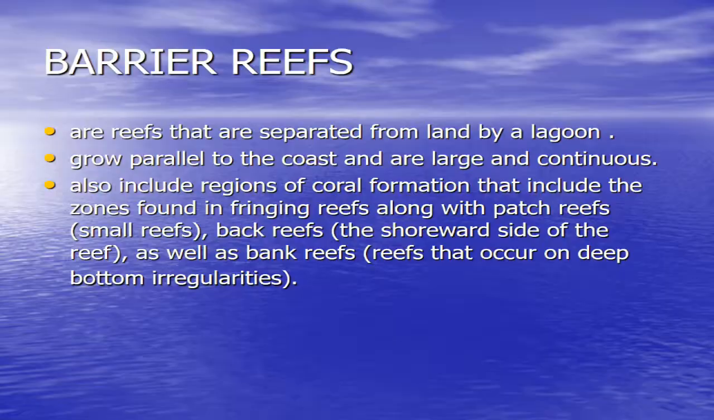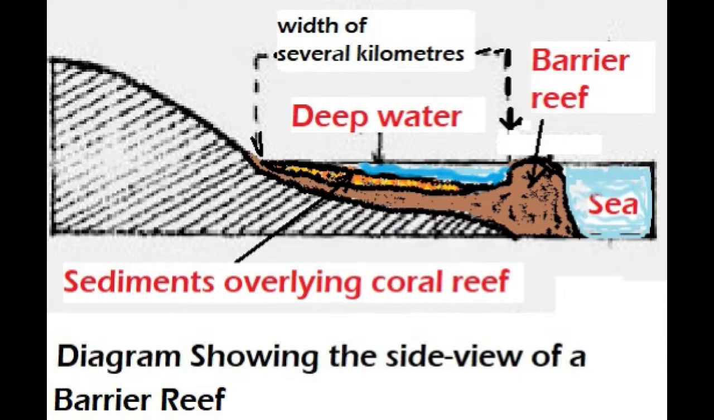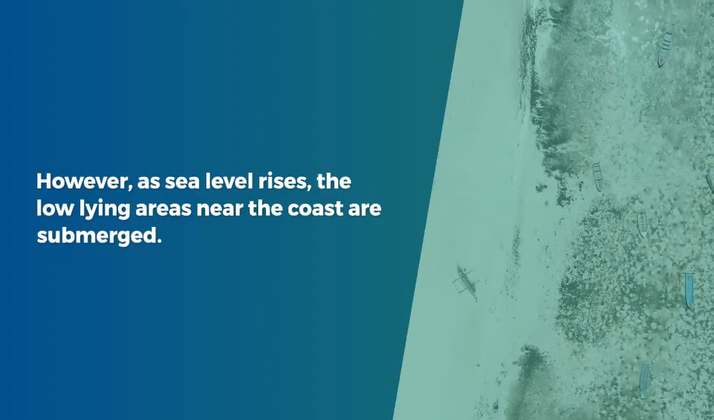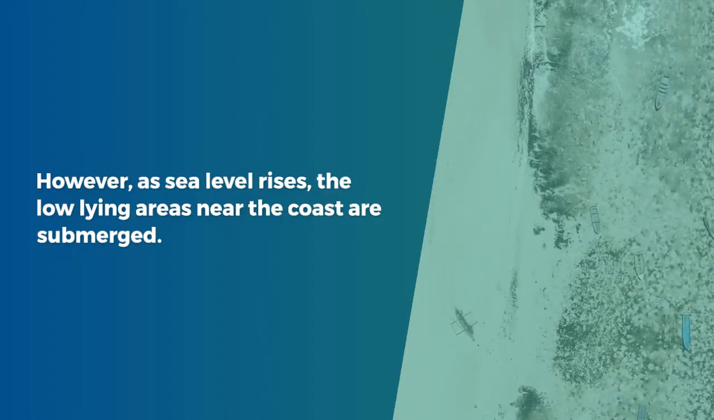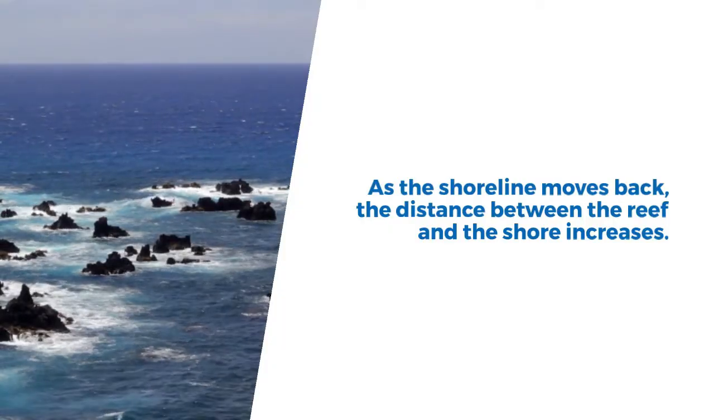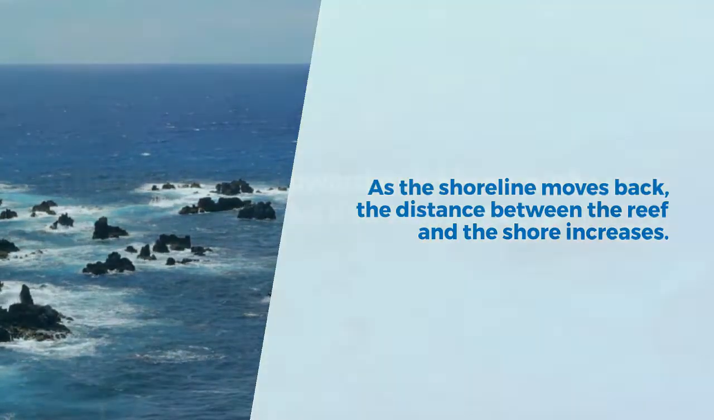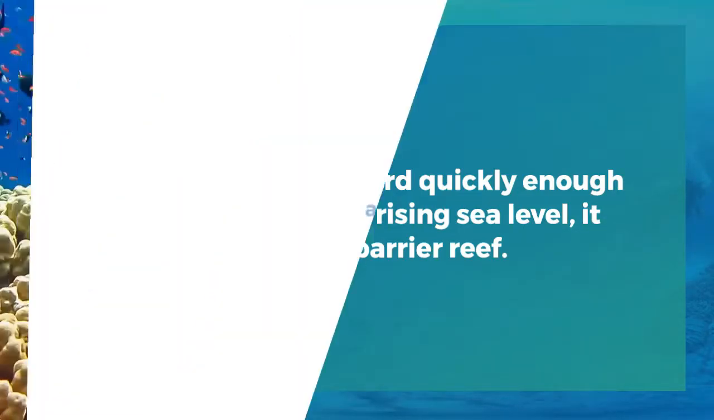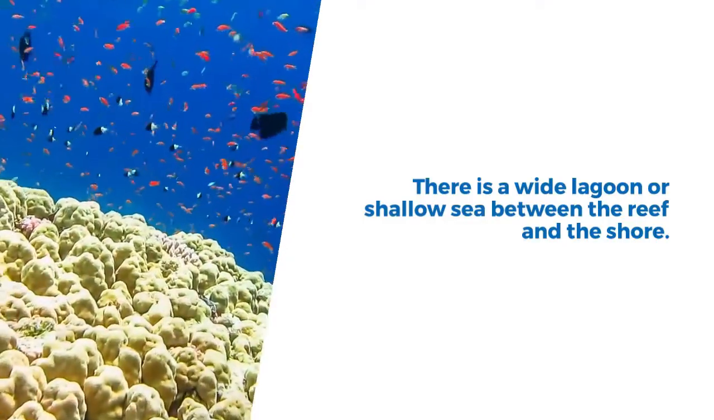reef. So originally, the barrier reef began or started off as a fringing reef, but as sea levels rise, the low-lying areas near the coast become submerged, and as the shoreline moves back, the distance between the reef and the shore increases. And if the reef continues to grow upwards, keeping up with the rising sea level, it becomes a barrier reef.